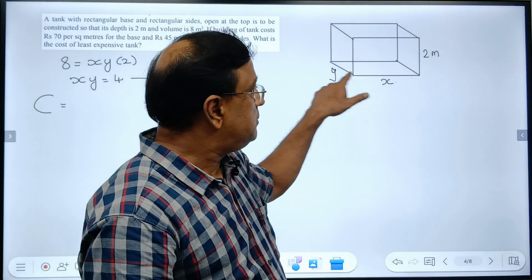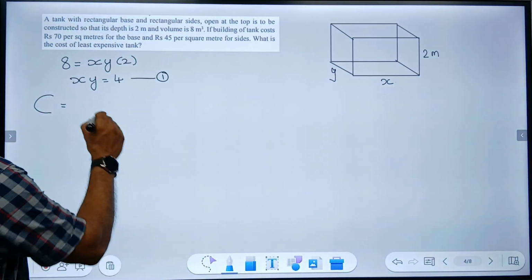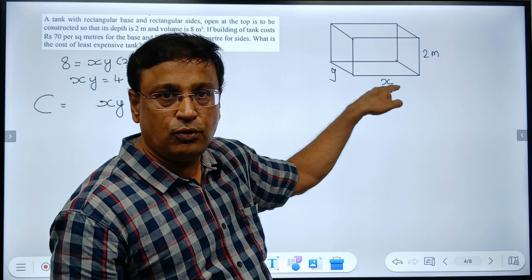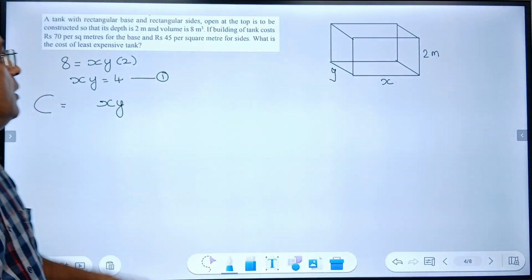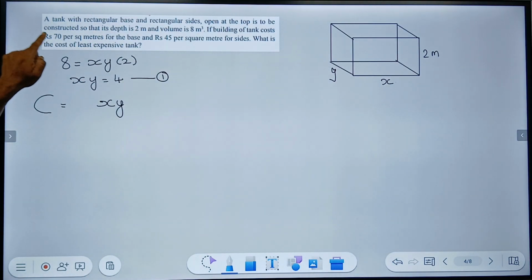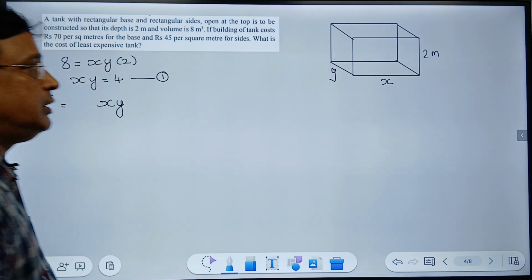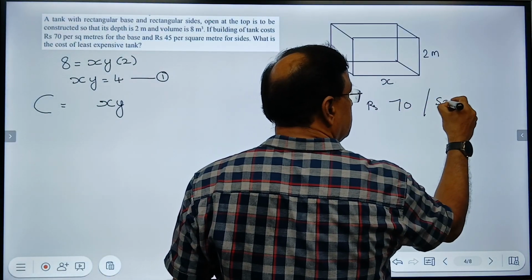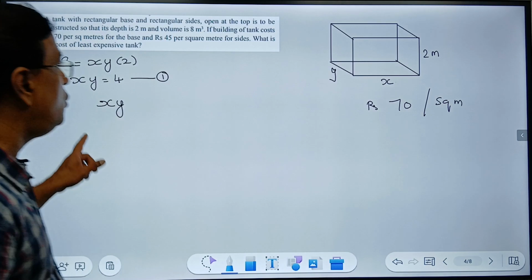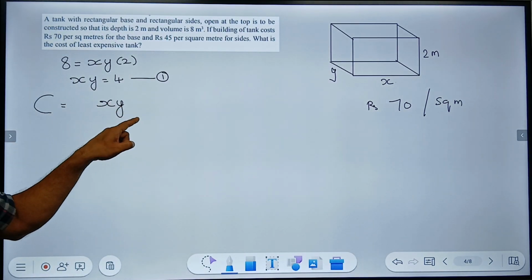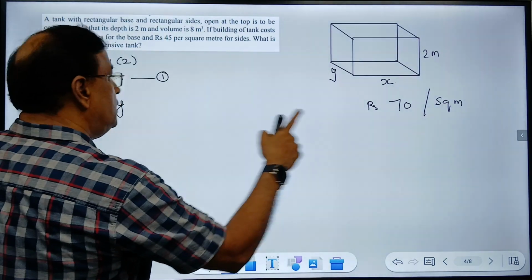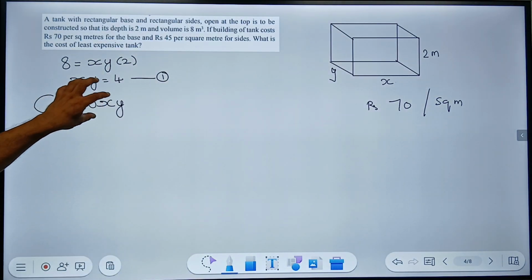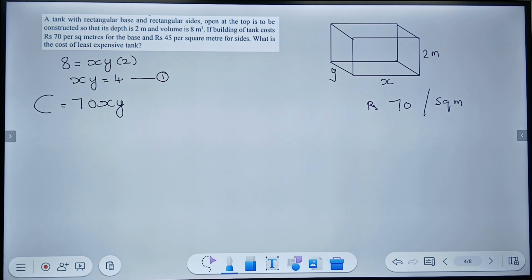Now first I want to make the base. So what is area of the base? The area of the base, the floor, is x into y, right? But it costs 70 rupees per square meter for the base. But what is the total area of the floor? It is xy. So 1 meter square is 70. So xy meter square will be 70 into xy. So this is the total cost for making only the floor, correct?